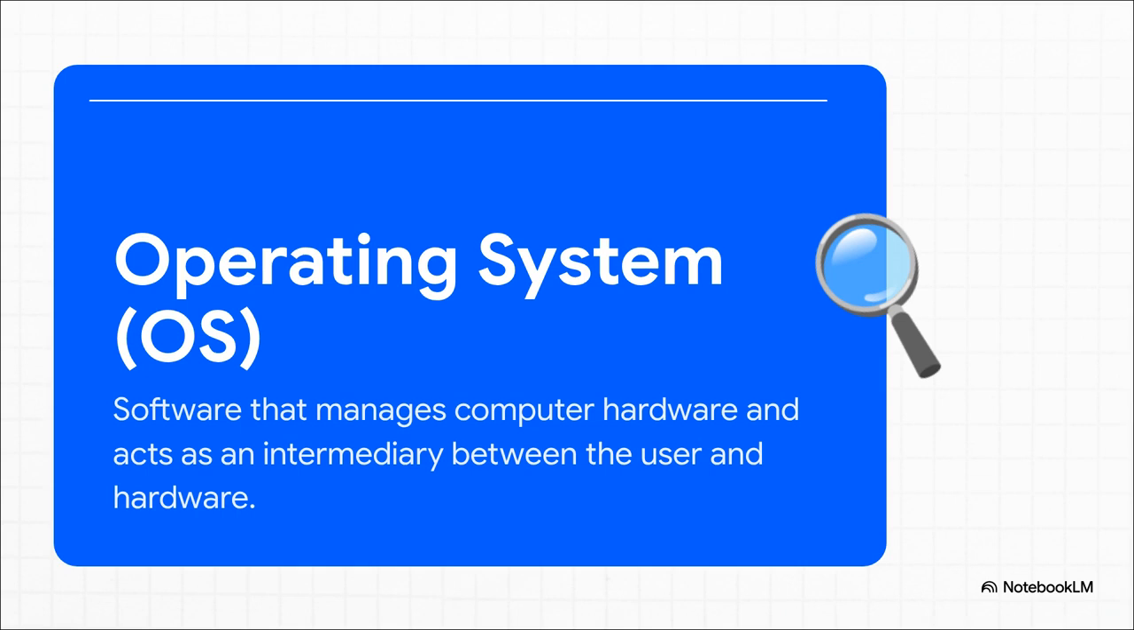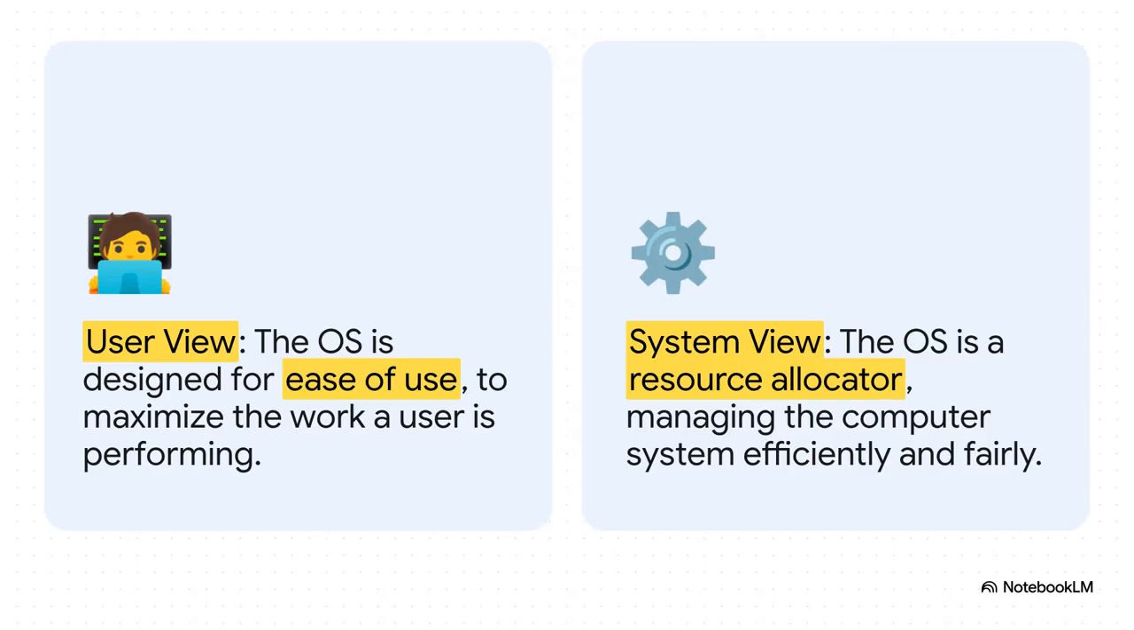Okay, so if the OS is a government, what exactly are its day-to-day responsibilities? What's it doing all the time? Well, the OS really has two main jobs, and it all depends on your perspective. From your point of view, as the user, its goal is pretty simple. Make your life easy. Ease of use is everything. It gives you the nice graphical interface, the icons you click on, the menus, all the stuff that lets you get your work done without having to think about the incredibly complex hardware humming away underneath. But from the computer's perspective, the OS is a frantic, incredibly busy resource allocator. Its one and only job is to manage all the computer's resources, CPU time, memory, everything, and do it fairly and efficiently, juggling literally countless conflicting requests from all the different programs you have running.